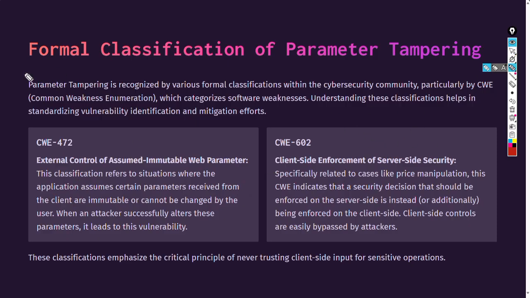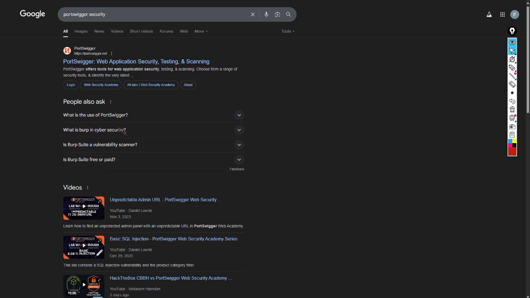Okay, and this parameter tampering has two formal vulnerability names. One is external control of assumed immutable web parameter, which I don't use. I like to call it client-side enforcement of server-side security, which is more logical in our case. PortSwigger has a complete lab on this parameter tampering, which will help you out a lot. And this is a great lab to solve.